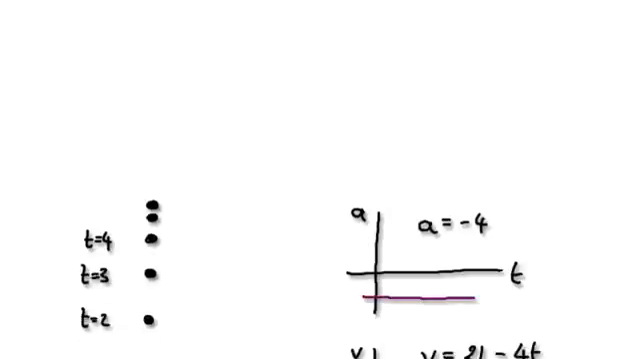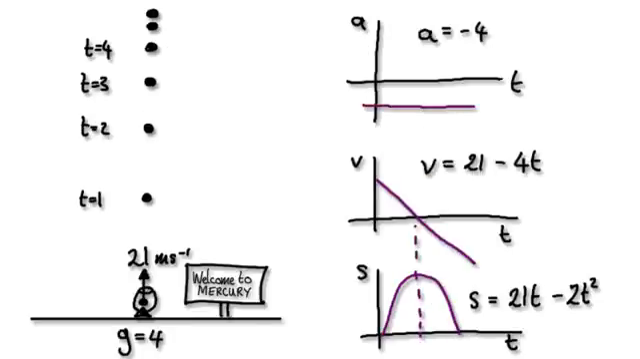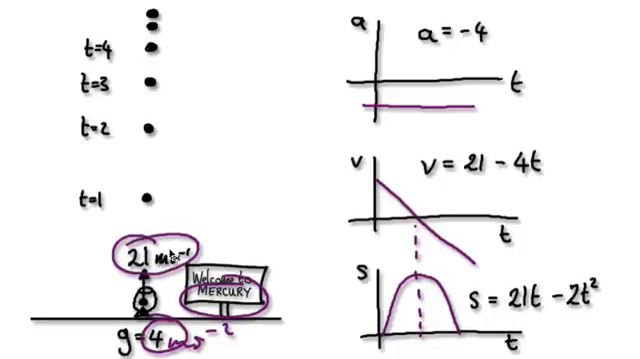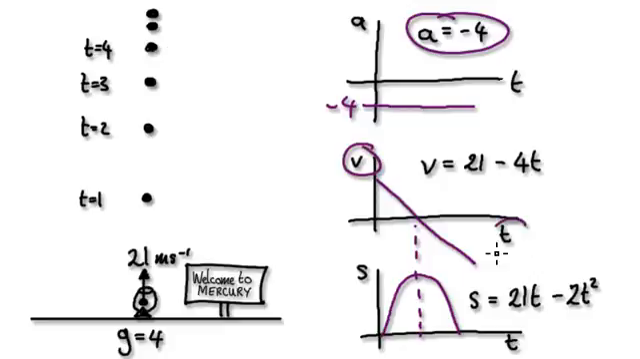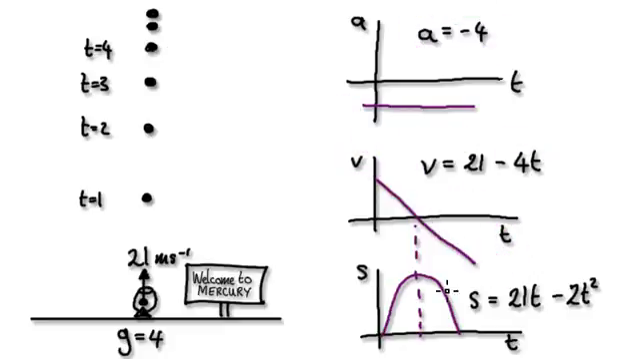Okay, let's give you guys some practice. So here we're on planet Mercury, where gravity is roughly 4 meters per second squared. We're going to shoot a cannonball at 21 meters per second. Your acceleration time graph will look like this, -4 here, and then your velocity time graph will look like this. And then your displacement time graph will look like this.